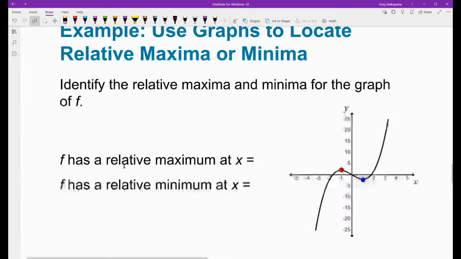Okay, it's relative because this graph goes on forever and ever, so there is no absolute max. So in this case, our relative maximum is at the x value of -1. And it has a relative minimum, a valley. So this is a peak, this is a valley, and it's relative because there is no absolute. It goes on forever and ever. But the x value where that happens is at 1. So it has a relative min at 1.